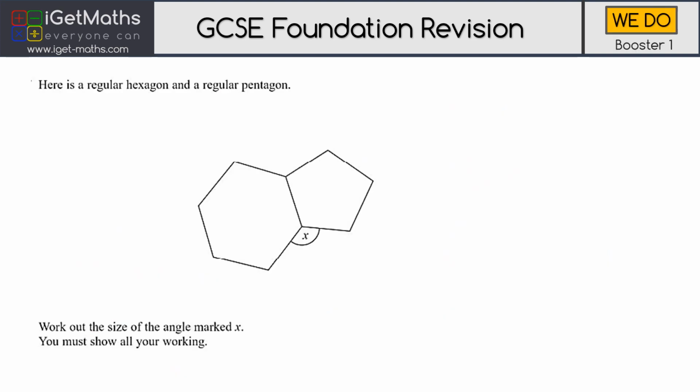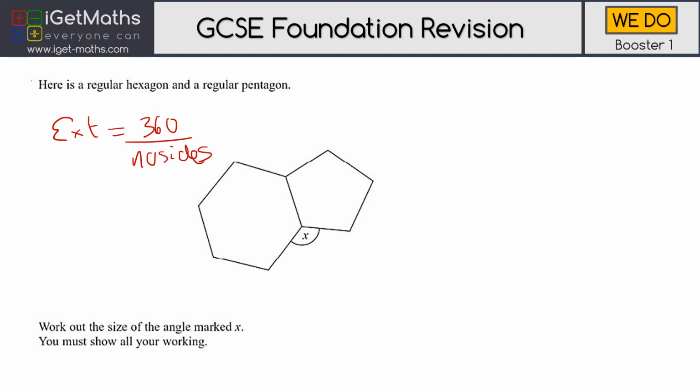Here is a regular hexagon and a regular pentagon. Work out the size of angle marked X. You must show all your working. So here, to get the exterior angle, remember it's 360 divided by the number of sides.